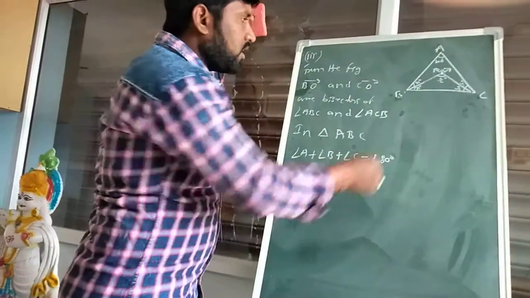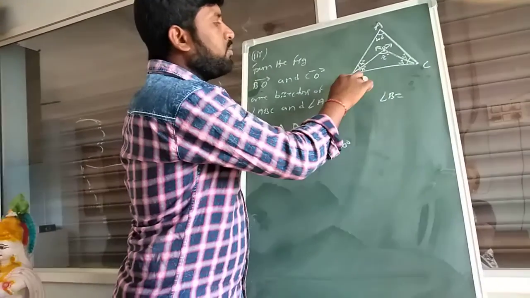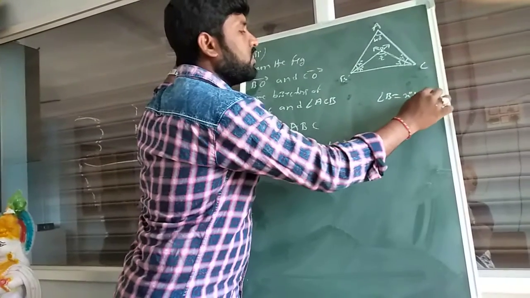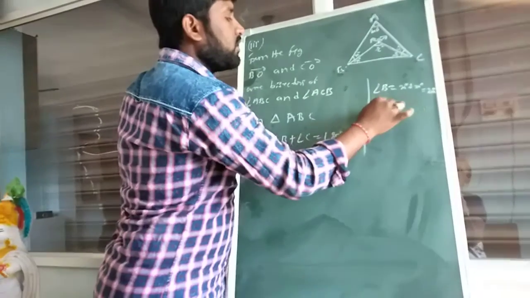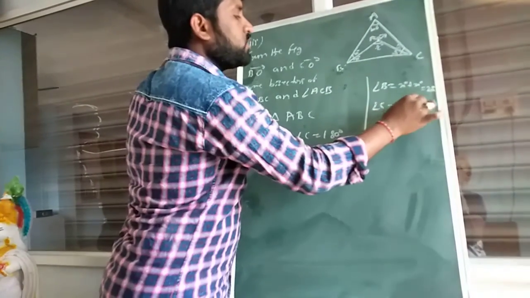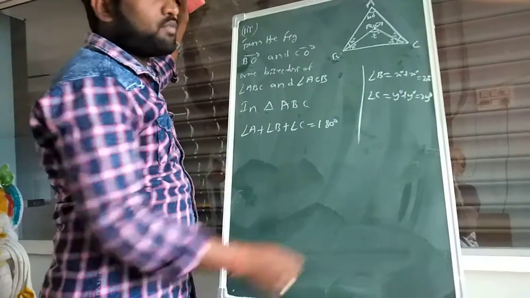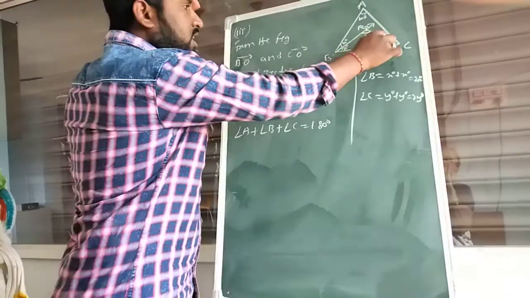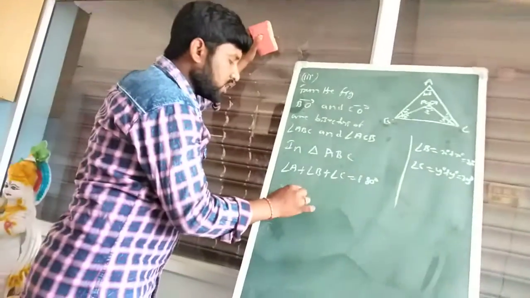From the figure, angle B is equal to x degrees plus x degrees, that is 2x degrees. Angle C, that is y degrees plus y degrees, is equal to 2y degrees.